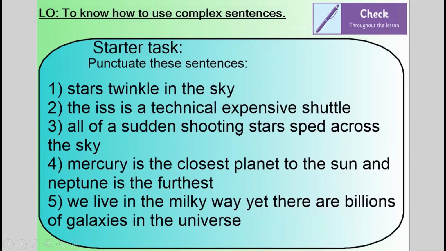Well done to all of you that sent in your work for yesterday's lesson with compound sentences, and now we're going to change our sentence type to complex sentences. So today we're going to be recapping how to write complex sentences. Right, let's get into it.